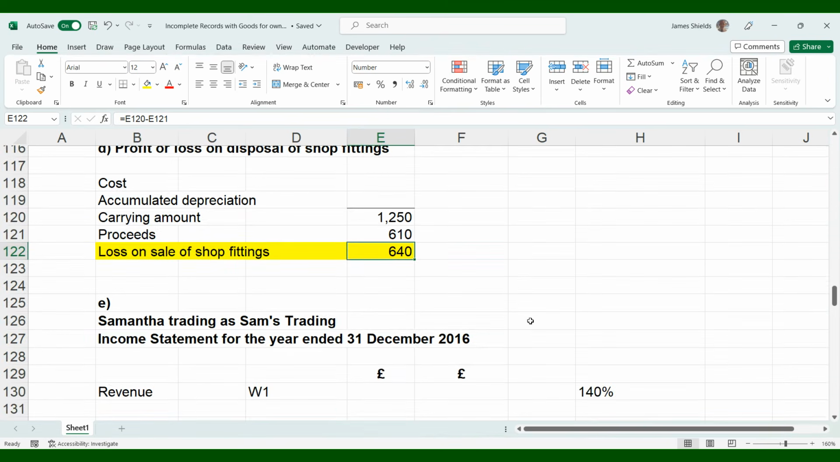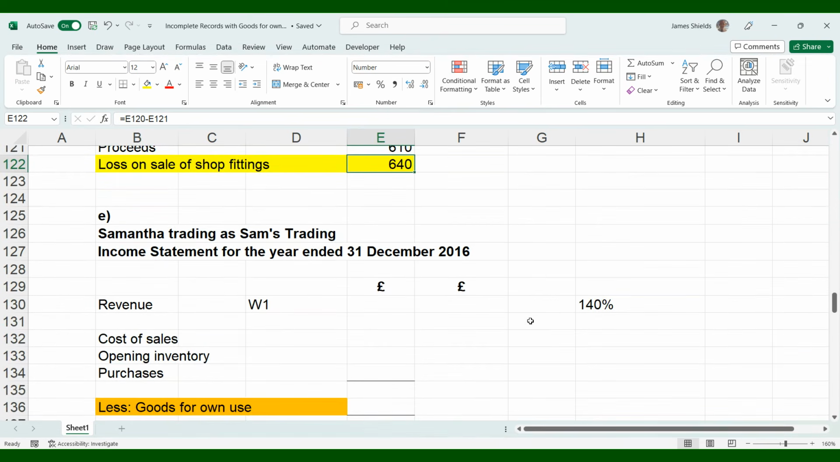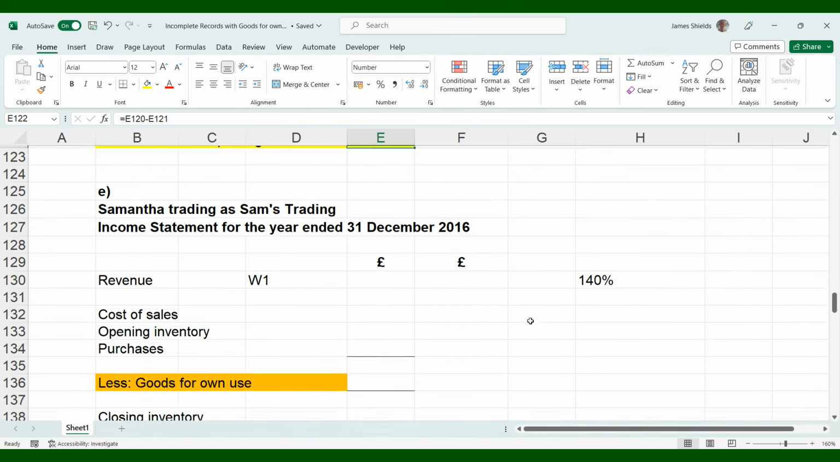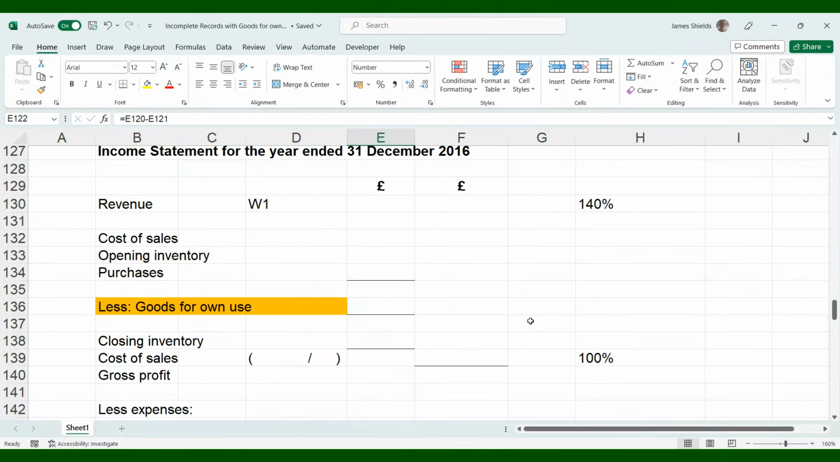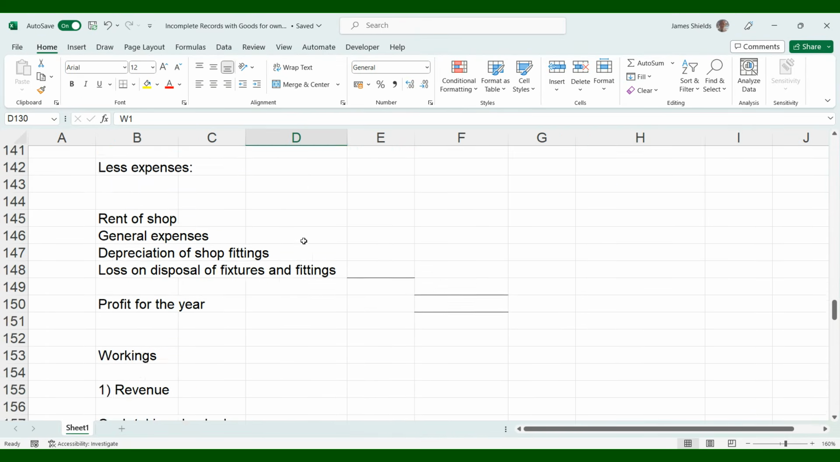Now we come to the income statement. So Manford Trading as Sam's Trading income statement for the year ended 31st December 2016. So I've given out the template and we can work our way through the template. Do not worry about these percentages for the moment. I'll come to them in a few moments. Right, the revenue. I've got working number one. So I go down to my working number one for revenue.